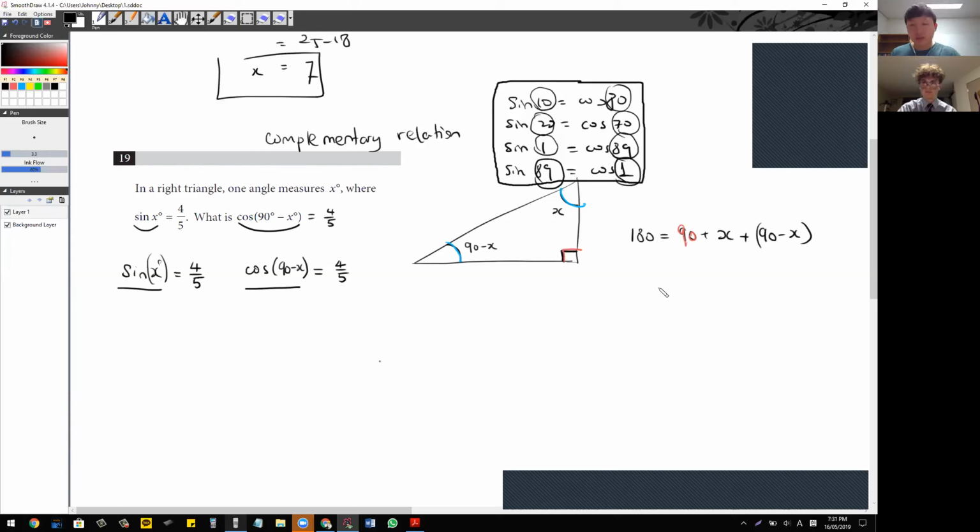Now, let's think about what sine of x is. Sine of x is the opposite divided by the hypotenuse. Opposite over hypotenuse. So the opposite is the red, and the hypotenuse is the blue.